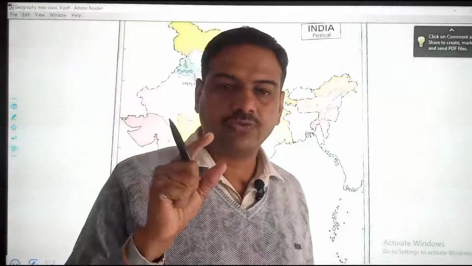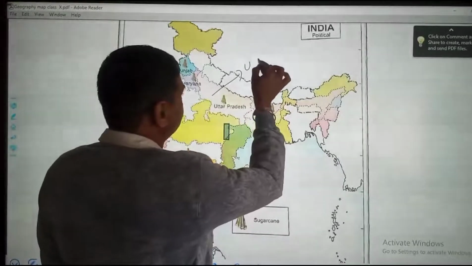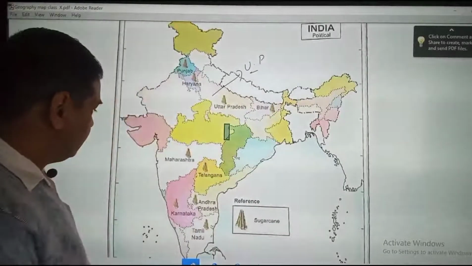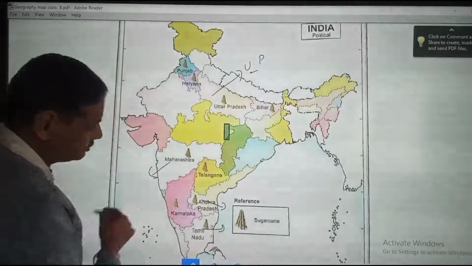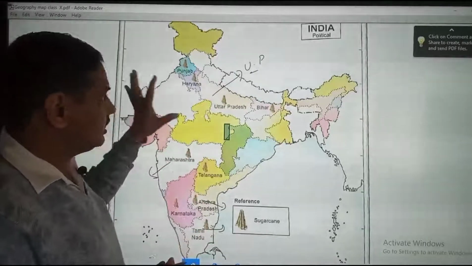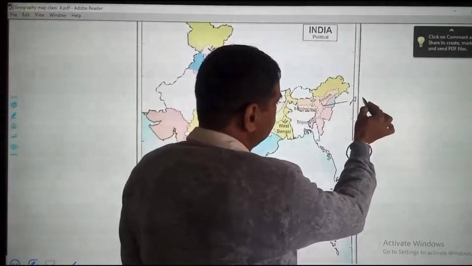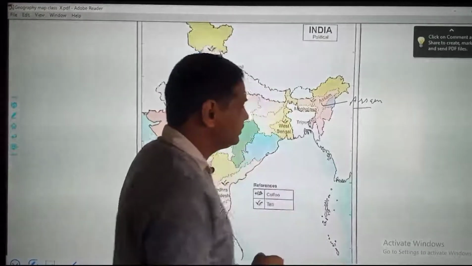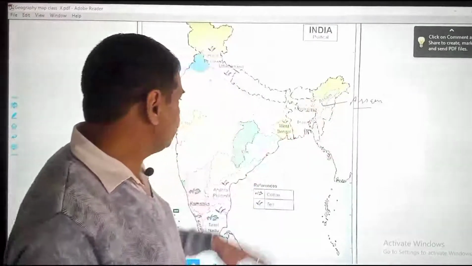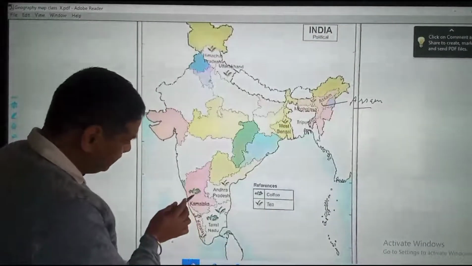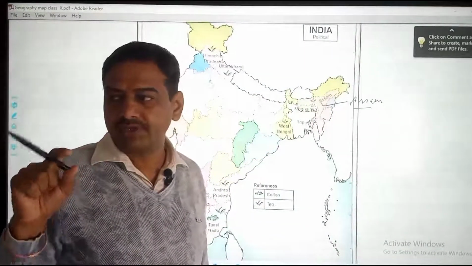Sugarcane, the largest producer of sugarcane is Uttar Pradesh, that is again UP. Maharashtra is also an important producer of sugarcane. Andhra Pradesh and Tamil Nadu are also important producers of sugarcane. Tea is mainly produced in the areas of Assam. So this is Assam, that is the largest producer of tea in India. Apart from that, some other northeastern states are also producers of tea. And coffee, mainly Karnataka is the producer of coffee, and Karnataka is the largest producer of coffee in India.